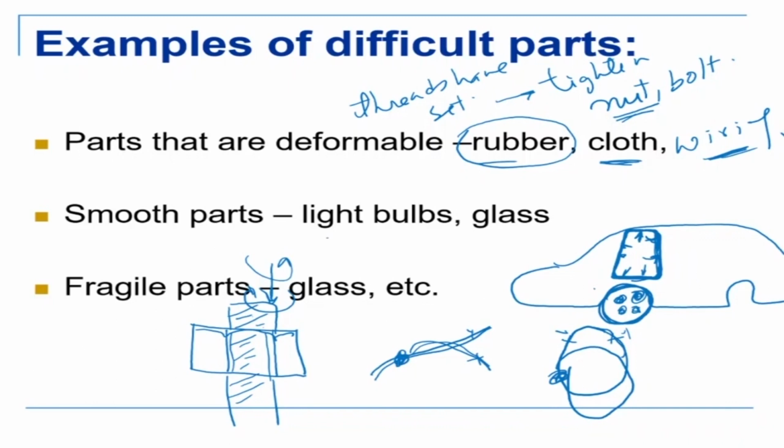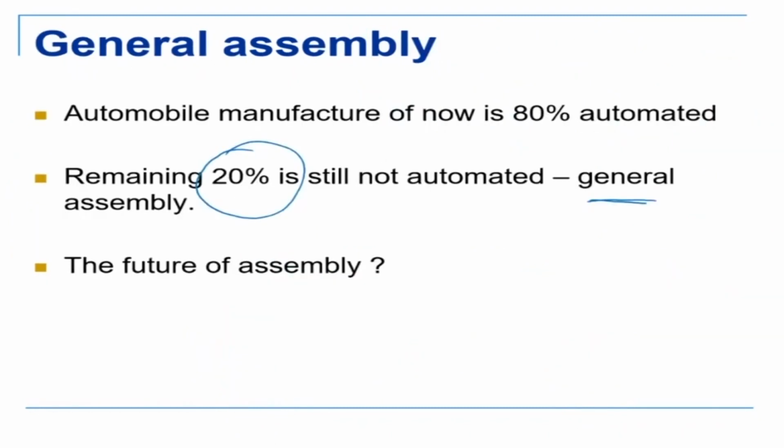Smooth parts, light bulbs, glass like windshields, small light bulbs, it finds it difficult to do. Fragile parts. So these are parts which are difficult for the robot to do even today. This is basically what comes under what we call general assembly. And the future of robotics is, can you make robots which can do general assembly? And there are companies which are trying to do that.